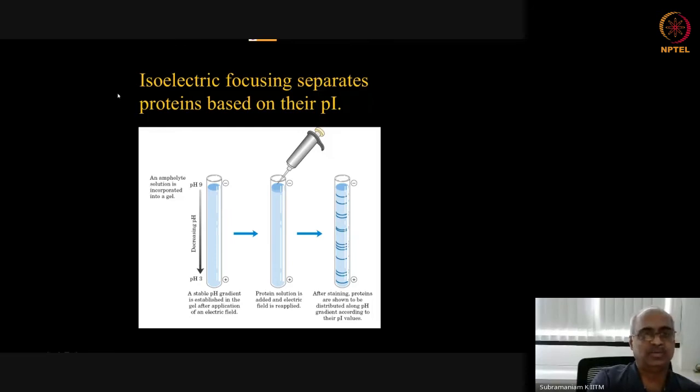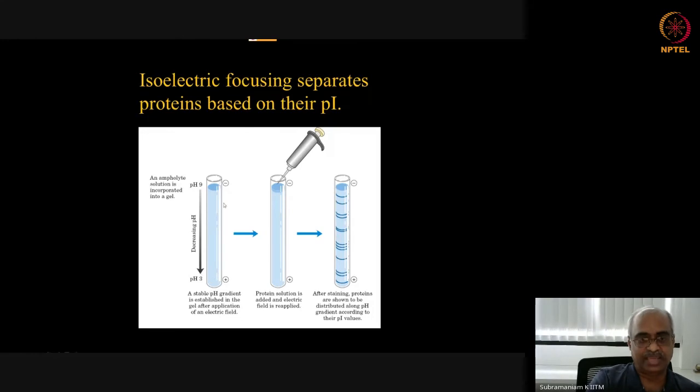Such an electrophoresis is called isoelectric focusing. Isoelectric focusing means the protein migrates and gets focused at the pH on the gel where its charge is zero, meaning that pH equals its pI. So you are actually focusing the protein molecules of that particular protein from different parts of the gel to that particular place, because up to that point it will migrate, and then it is going to stop migrating. So this method separates the proteins based on their pI.